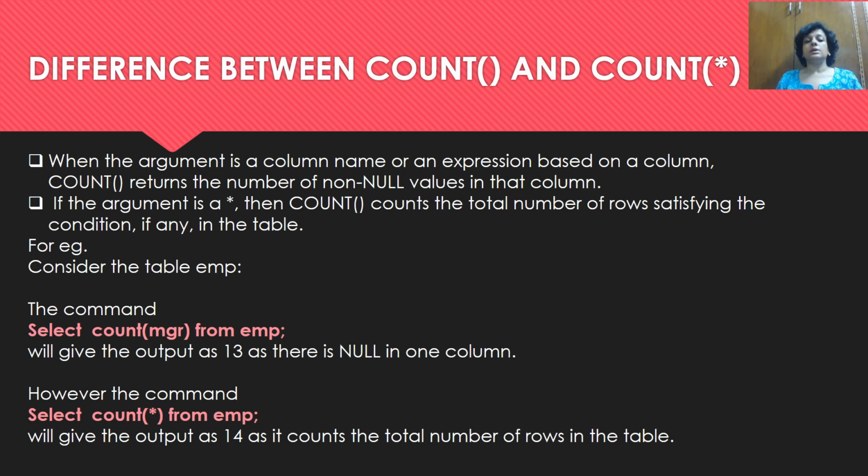For example, consider the table M. The command SELECT COUNT(mgr) FROM M will give the output as 13, as there is a null in one row of mgr. However, the command SELECT COUNT(*) FROM M will give the output as 14, as it counts the total number of rows in the table irrespective of null or not null values.